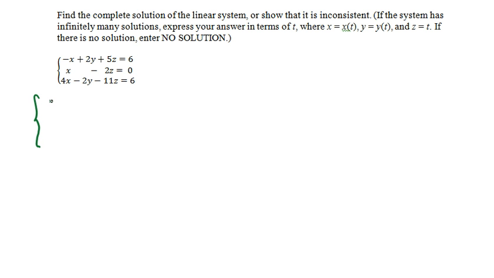So I'll copy down the first equation, the opposite of x plus 2y plus 5z equals 6. Then I'm going to take equation 1, add it to equation 2 to create the new equation 2. I'm then going to take 4 times equation 1, add it to equation 3 to make the new equation 3.